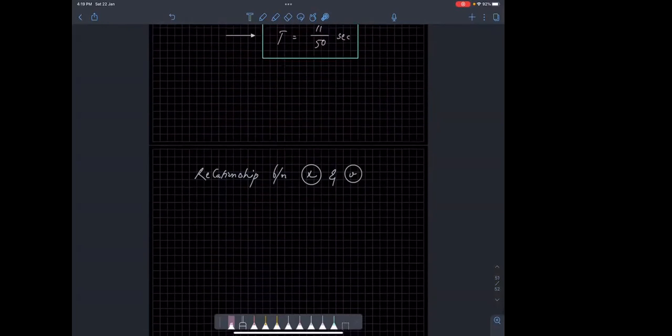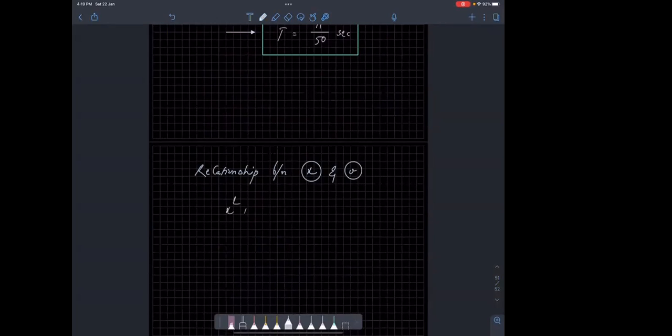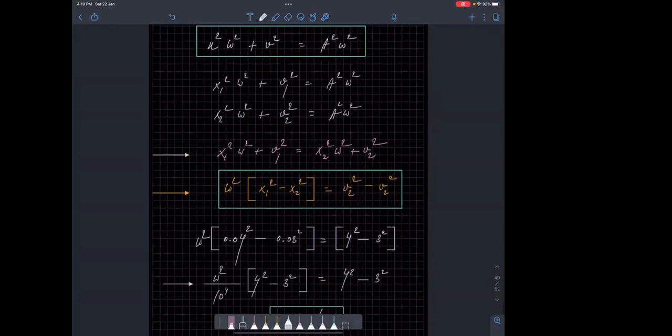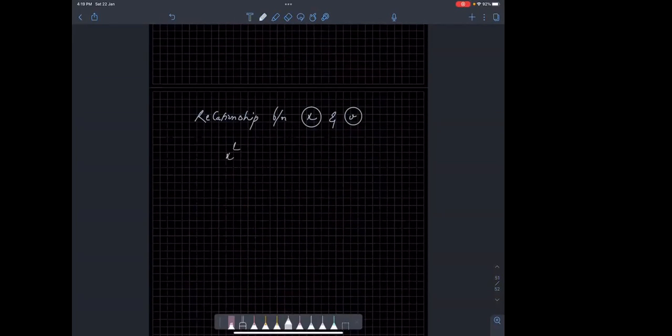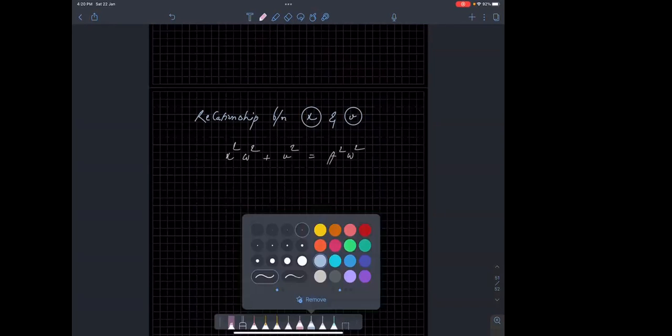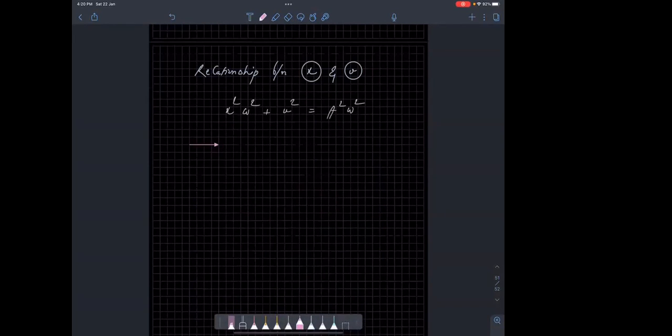So x square omega square plus v square equals a square omega square, right? Don't remember this in this form, you'll forget. Better you remember it like this: take v square on this side, take omega square common, and write here a square minus x square. You remember this.